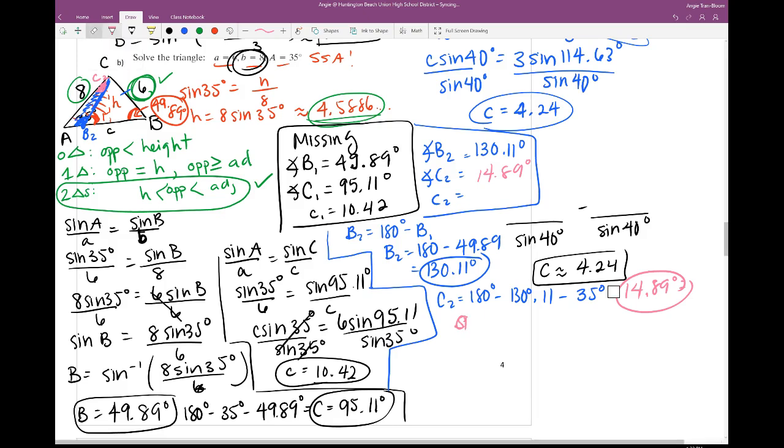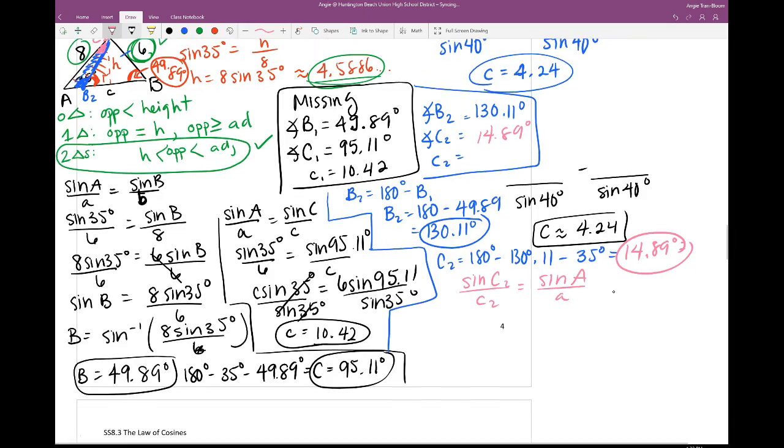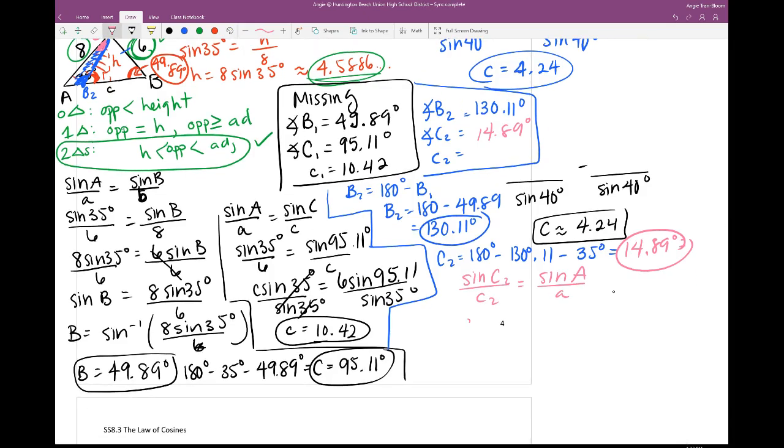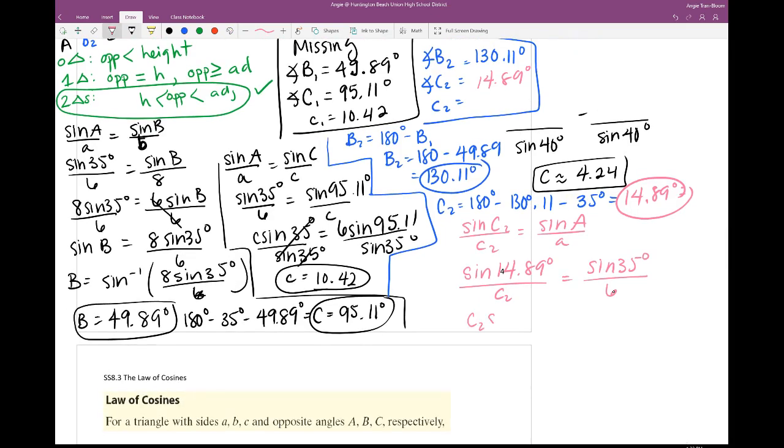Then I'm just going to look for sine of C2. Let me erase. Okay, so sine of big C2 over little c2 equals sine of angle A over little a. So angle C2 is already known at 14.89 degrees over little c2, which is what we're trying to find. Sine of 35 is angle A, and leg a was 6. Cross multiply. c2 times sine of 35 degrees equals 6 times sine of 14.89 degrees. Divide both sides by sine of 35 degrees.